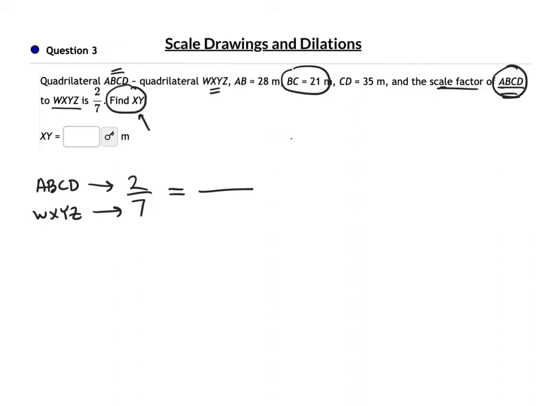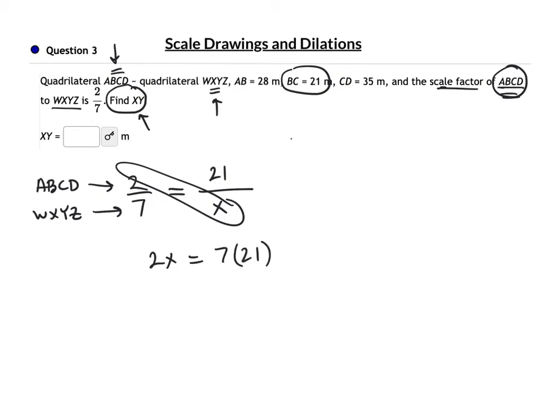Since we want to find XY, and XY is the middle 2, we're going to use BC. BC is 21, the middle 2. And x will be the length of XY because those are corresponding segments in the 2 quadrilaterals. Cross multiply, 2x equals 7 times 21, and divide by 2, we get 73.5.